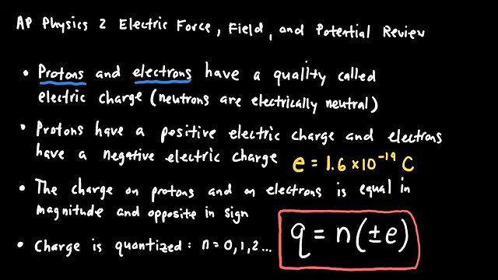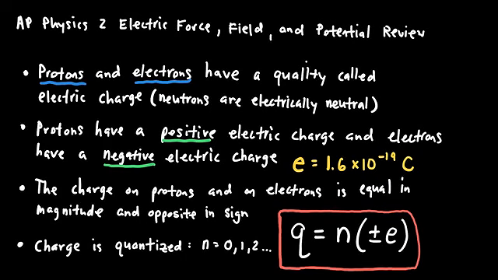And neutrons, however, the third particle that makes up atoms, are electrically neutral. And we talked about how the protons have a positive charge and electrons have a negative charge, and the magnitude of that charge we know, and it's on our equation sheet, is 1.6 times 10 to the negative 19 coulombs.